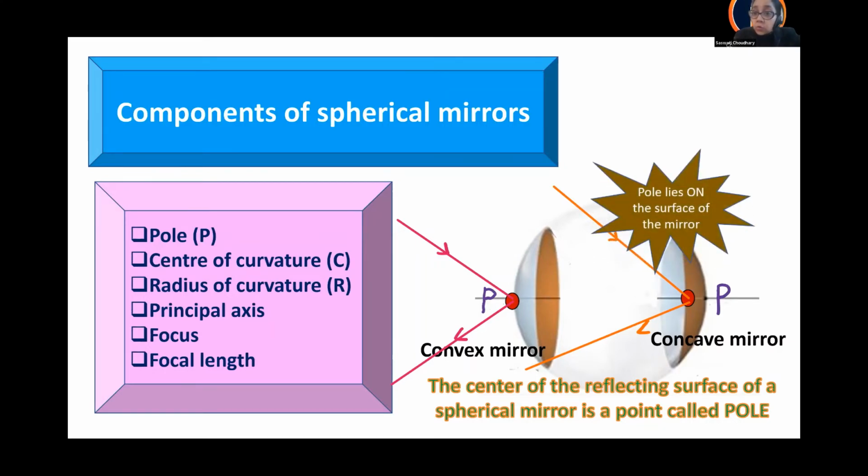Pole lies on the surface of the mirror. Please remember, pole is not an imaginary point. It lies on the surface of the mirror.